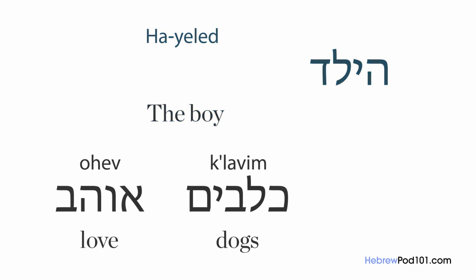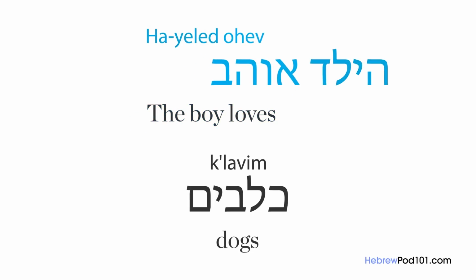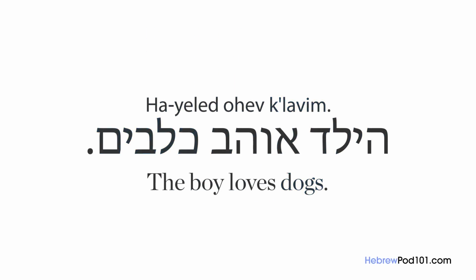Hayeled. Then you need to add the verb, the boy loves. This verb will be conjugated in masculine singular for the boy. That's ohev. Hayeled ohev. Finally, you add the object. Altogether, the boy loves dogs. Hayeled ohev klavim.